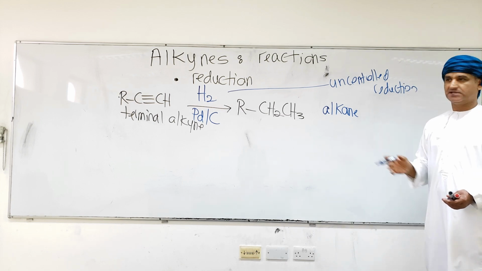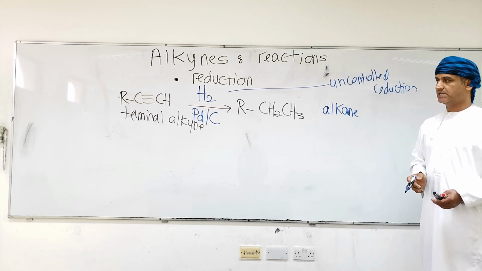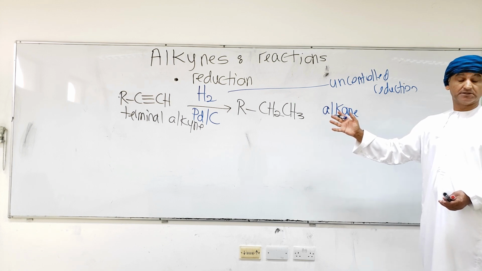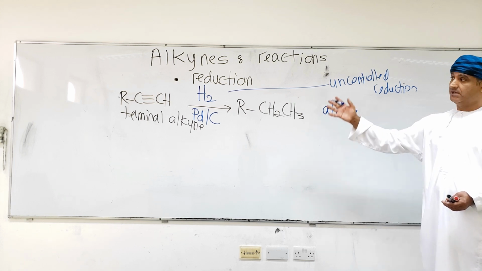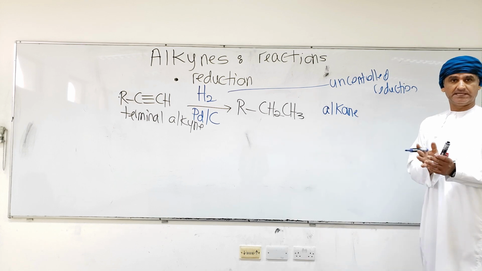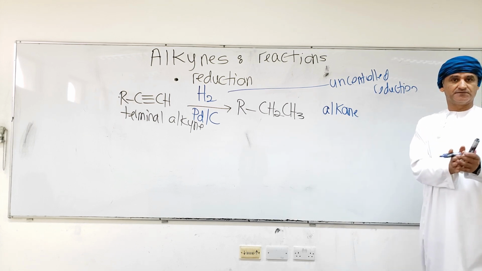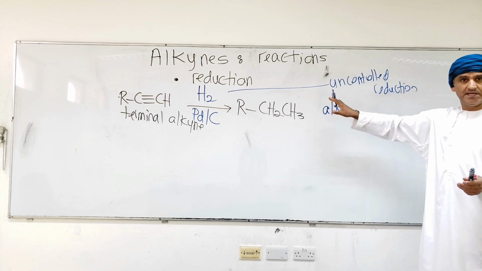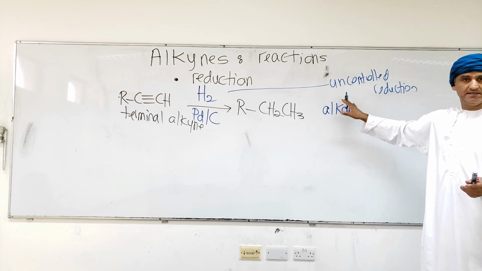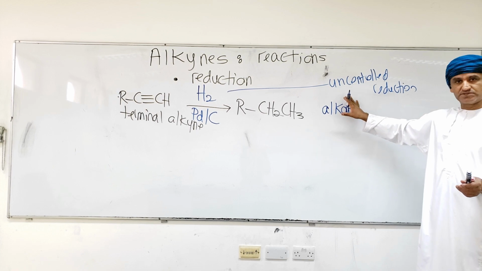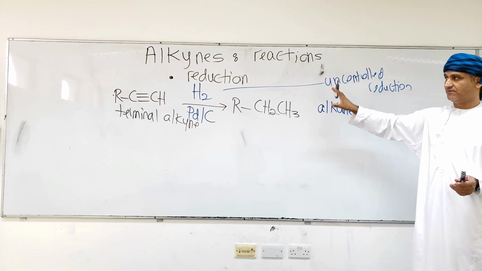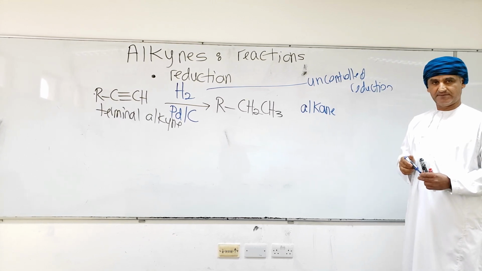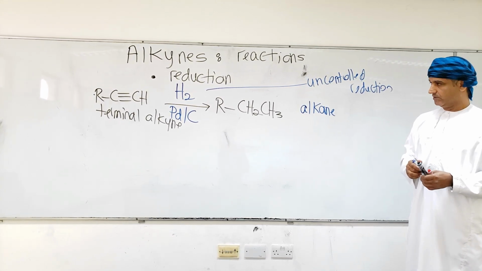It's very, very difficult to stop the reaction at the alkene stage. Of course, we say the alkene because the alkene is viewed as an intermediate in this reaction, by the way. The alkyne can be reduced to the alkene, and the alkene can be reduced further to the corresponding alkane. So the reduction here is full, it's complete. The corresponding alkane is obtained from a terminal alkyne if treated with hydrogen in the presence of metal catalysts such as palladium on carbon.